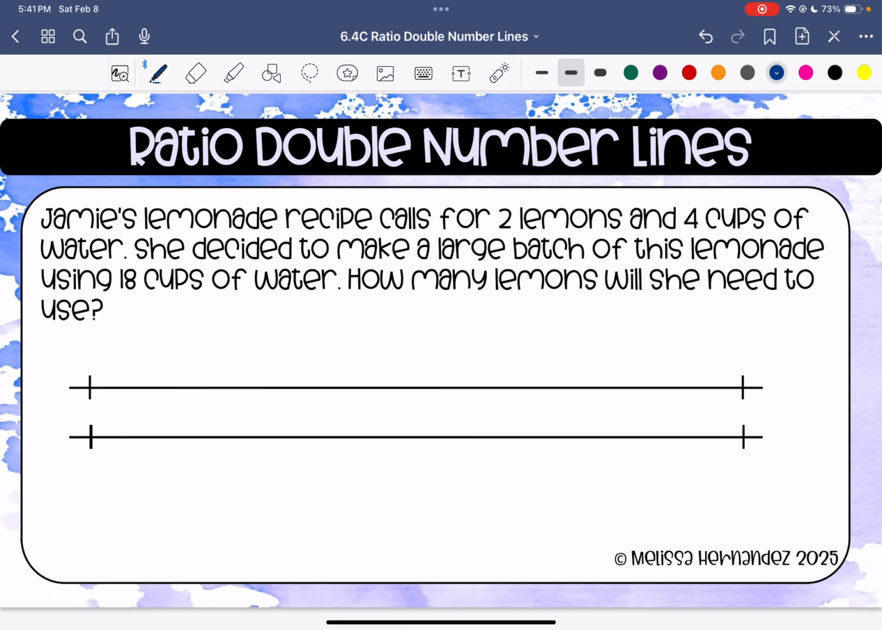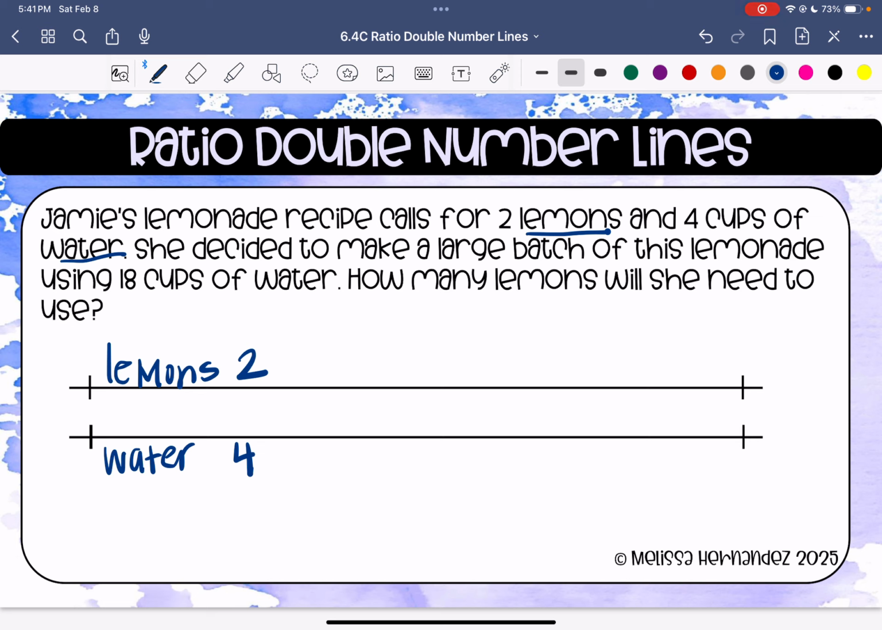Jamie's lemonade recipe calls for 2 lemons and 4 cups of water. She decided to make a large batch of this lemonade using 18 cups of water. How many lemons will she need to use? So our ratio is lemons to water. All right, so our ratio is 2 lemons to 4 cups of water.